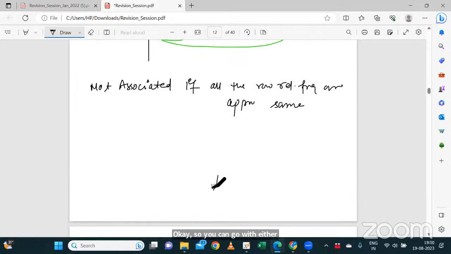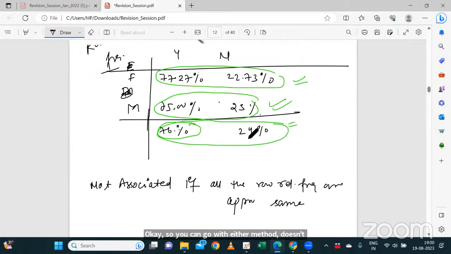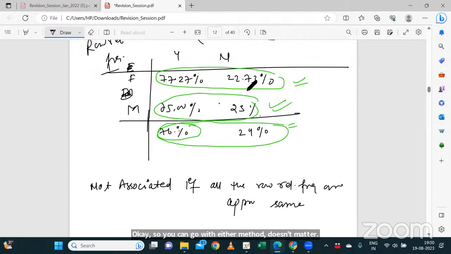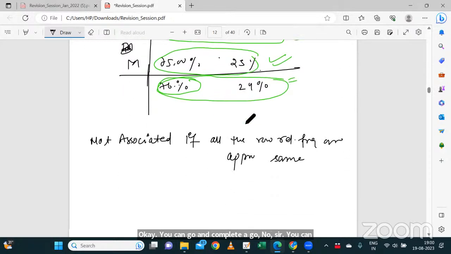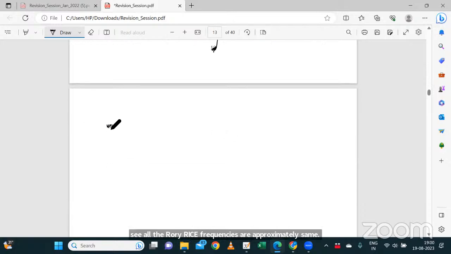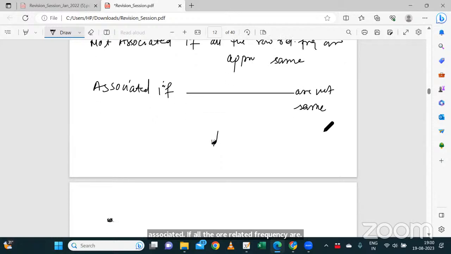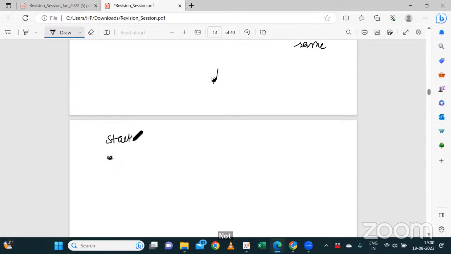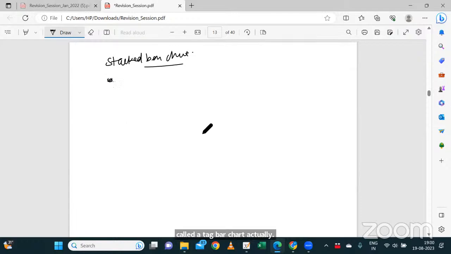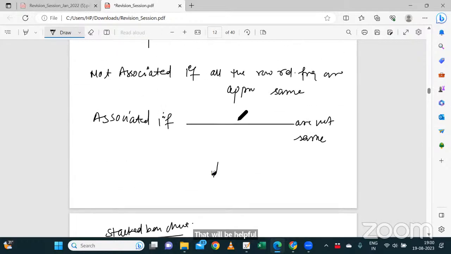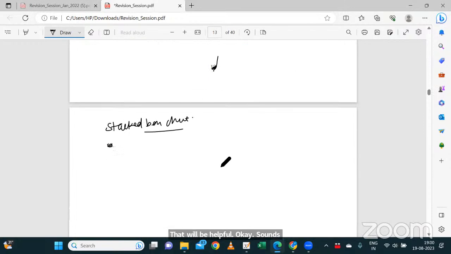You can compute row relative frequency or column relative frequency. Here all the row relative frequencies are approximately the same, so I will say the variables are not associated. I will say categorical variables are associated if the row relative frequencies are not the same. Let me draw one graph, called a stacked bar chart, which will be very helpful. 77, 20.